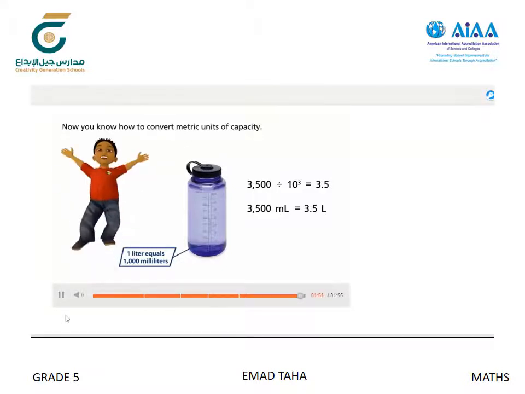Now you know how to convert metric units of capacity. Now we move to the second part, the practical part.